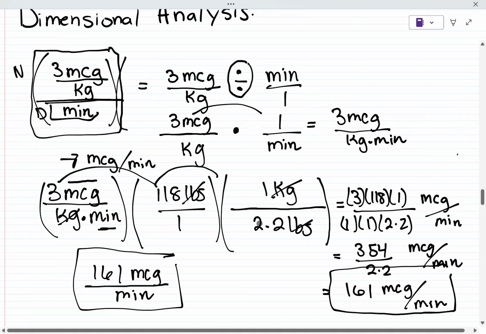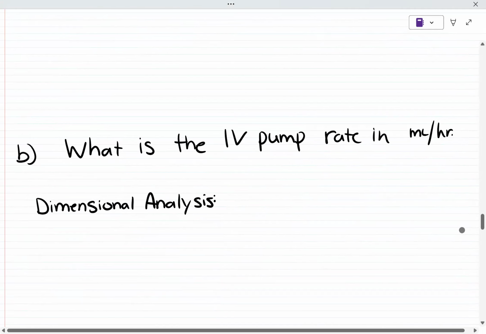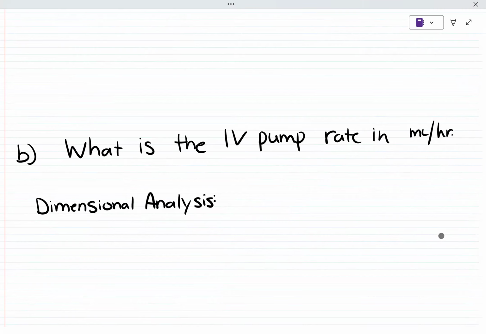Okay, so you're going to have to be kind of familiar with complex fractions. So the next one is another complex fraction. Let me do this one. So part B, oh, it's the same question but different. Same problem. They're just asking you what is the IV pump rate in milliliters per hour.